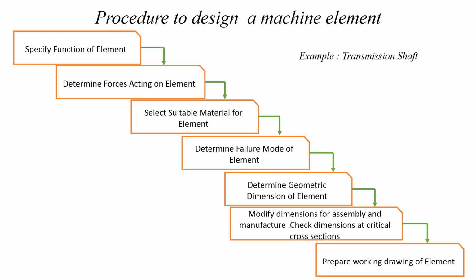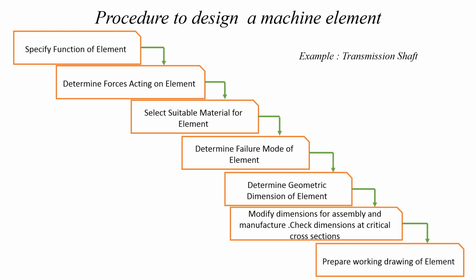Let us take the example of a transmission shaft. A transmission shaft is a rotating member which is used to support gears or pulleys or sprockets depending on its application. So what is the function of the transmission shaft? The function of this transmission shaft is to transmit torque and support elements like gears or sprockets or pulleys.